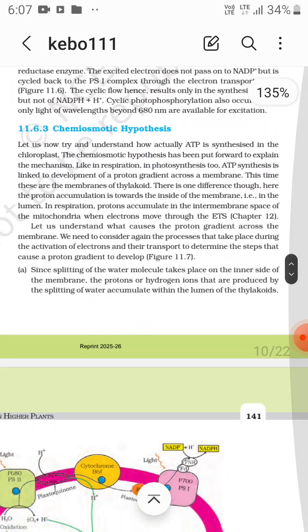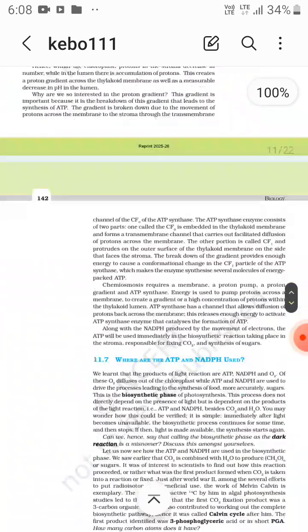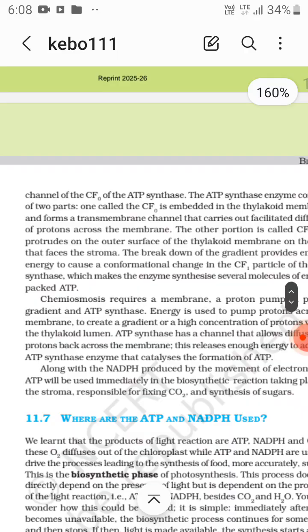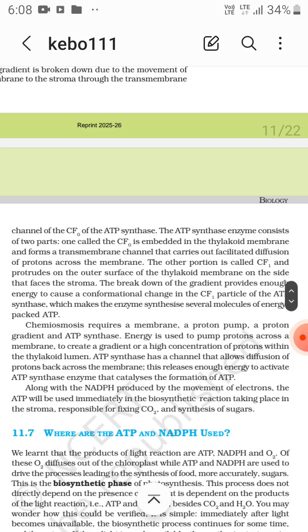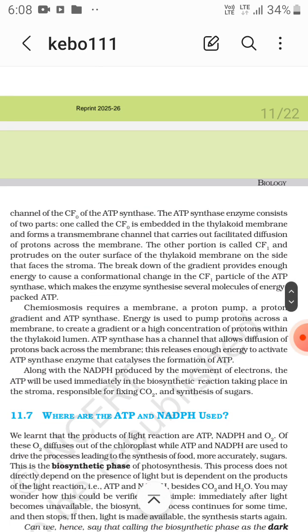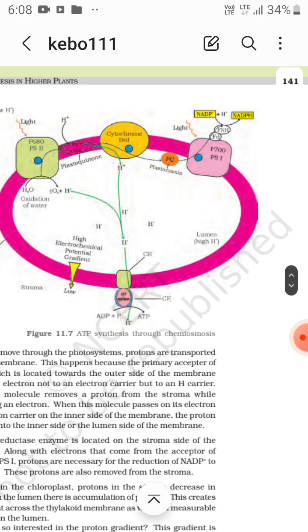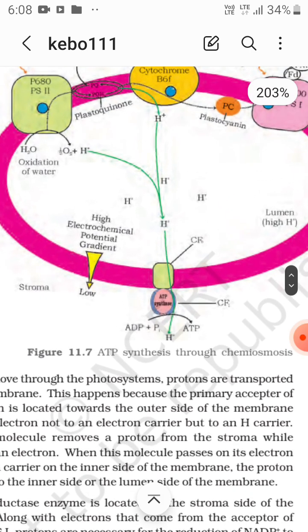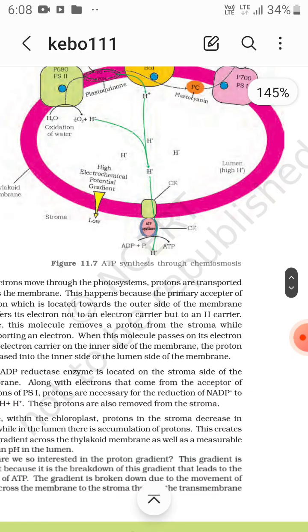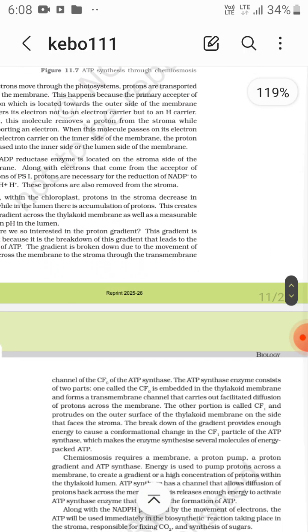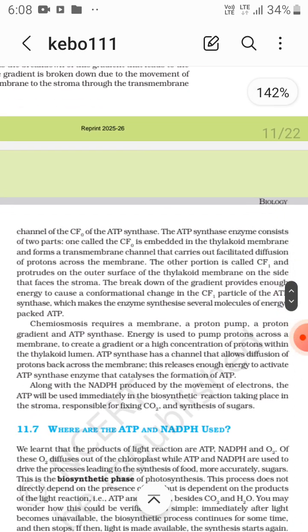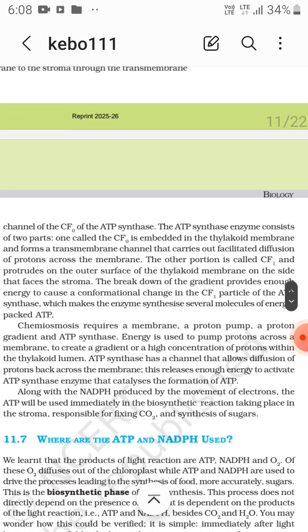Now, the chemiosmotic hypothesis. Chemiosmosis requires a membrane, a proton pump, a proton gradient, and ATP synthase. Chemiosmosis requires a membrane, that is the thylakoid membrane, and a proton pump to send the hydrogen H plus ions back into the lumen, to restore the proton gradient. And then there is a proton gradient and ATP synthesis.